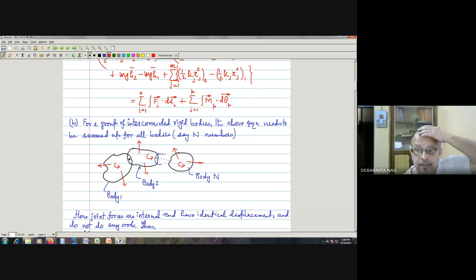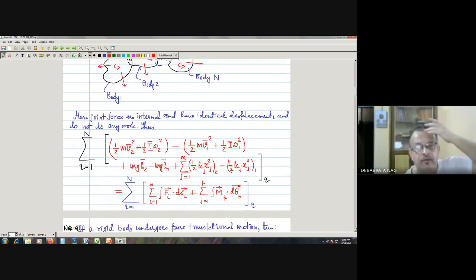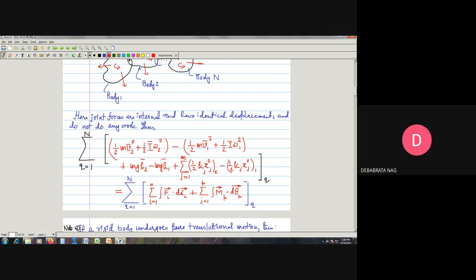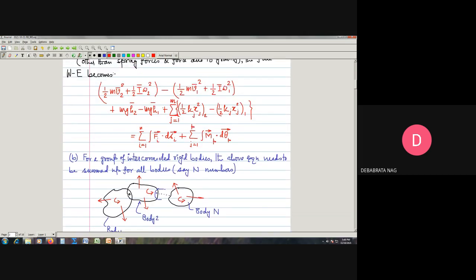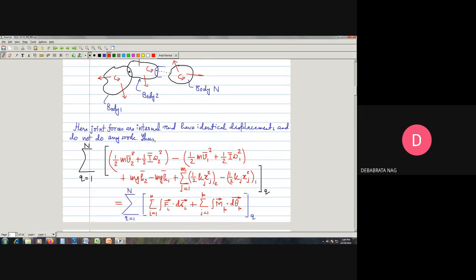So we see therefore that if we write our equation, assuming that there are n number of bodies here, the above equation that we had written for a single rigid body is the equation for a single rigid body. Now we have to write the same equation for all the rigid bodies which are part of my interconnected rigid body system, and therefore this will be preceded by a grand sum, and the sum needs to be taken for all the rigid bodies which are part of our system. So this is basically our work-energy equation.